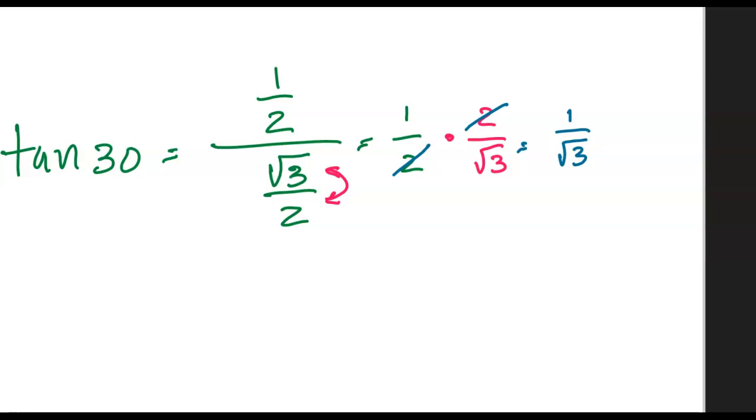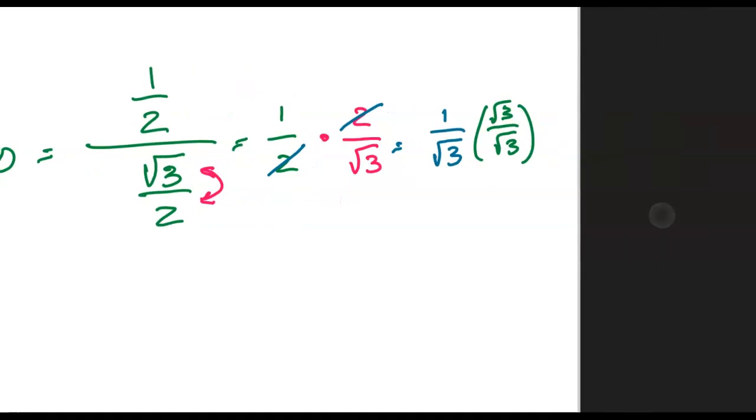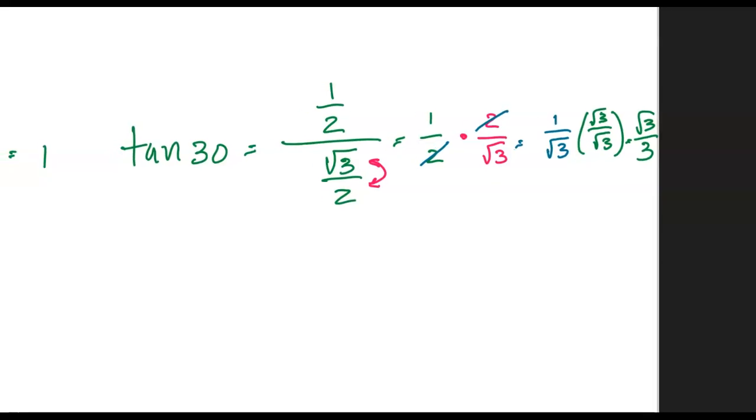Good. We need to rationalize this denominator, it's called. How do we do that? Multiply by the square root of 3 over the square root of 3, and what do we get? Good. So the tangent of 30 is root 3 over 3.